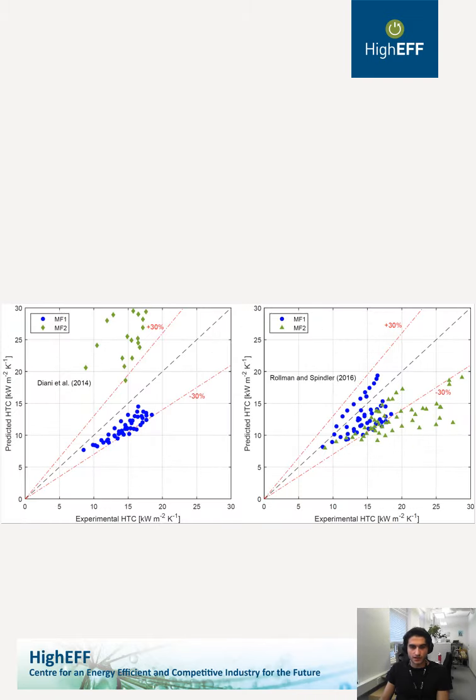Regarding the use of correlations and predictive methods, we found out that while there are reliable correlations for the smooth tube, the results vary considerably for microfilm tubes based on the used tube and the fluid. For example, in here you can see that the correlation of Diani, while being more or less reliable for the data of MF1 tube, has huge errors for the MF2 tube. This is also the case for other correlations, as you can see in the correlation of Rollman and Spindler here.